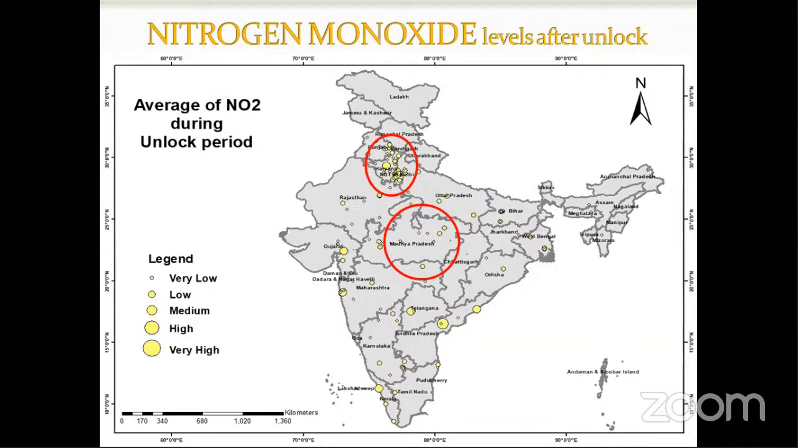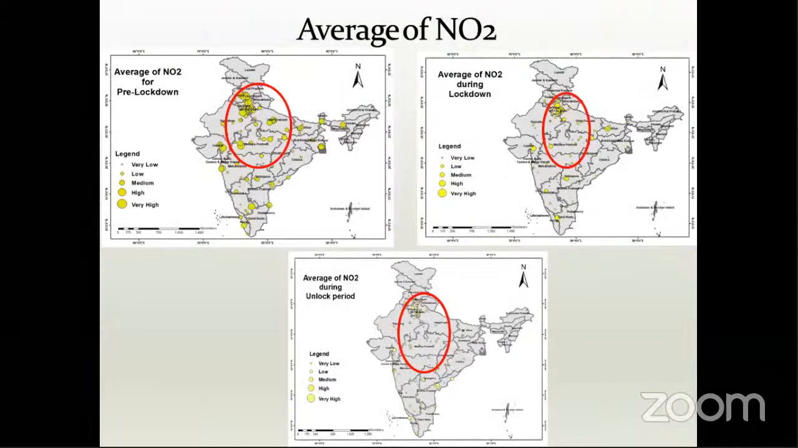And this is a slide showing the difference that was seen in the nitrogen dioxide levels in the three time periods. We can clearly see how much it was in the pre-lockdown and how much it dropped during the lockdown.